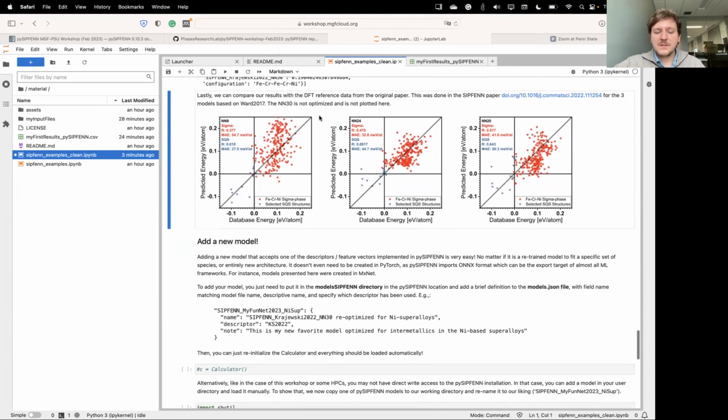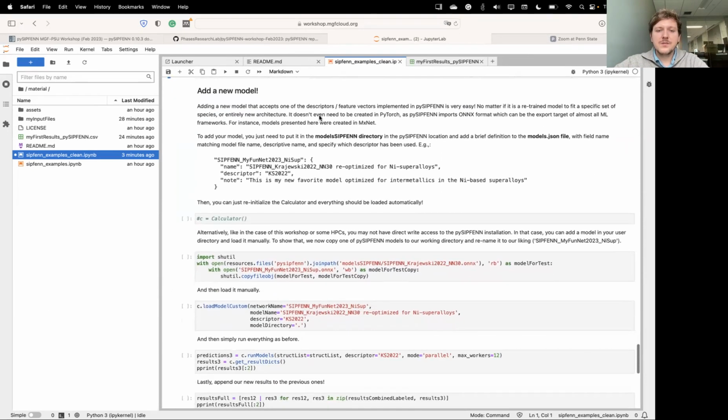And now the last part of this workshop is how to add a new model. So let's say that you created a model, you trained it, or you retrained it with the transfer learning I kind of teased you about before, and which we hope to include in future workshops.